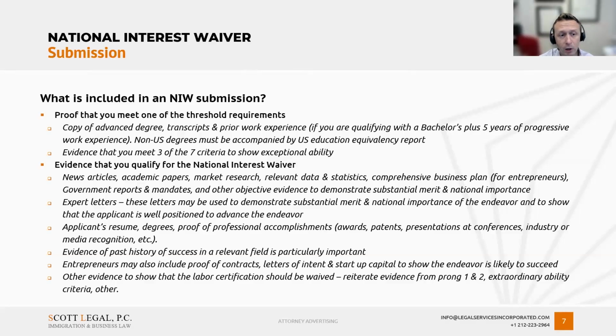So let's start with the first part of a national interest waiver petition, which is proof that you meet the threshold requirement. So as GA mentioned, if you are qualifying based on an advanced degree, you would include a copy of that degree, transcripts, proof that you have met that requirement in your application. Since this is being filed with USCIS, copies of these documents is fine. You don't need to send in the original documents. If you are qualifying, though, based on exceptional ability, and remember, as GA mentioned, that's meeting 3 of the 7 criteria that she mentioned before, then you want to include proof that you meet those criteria.